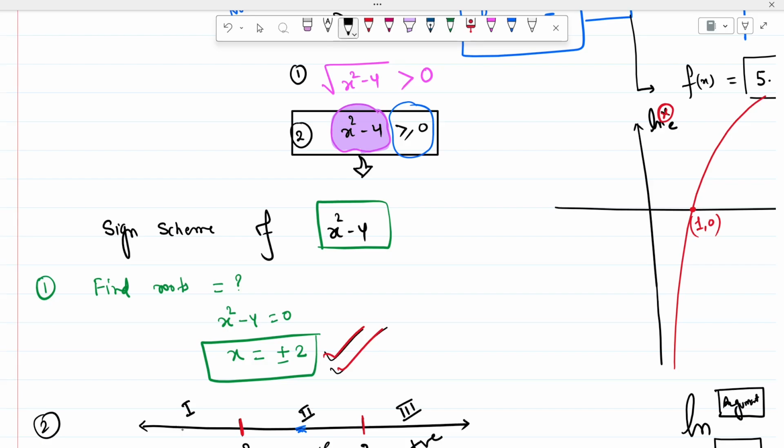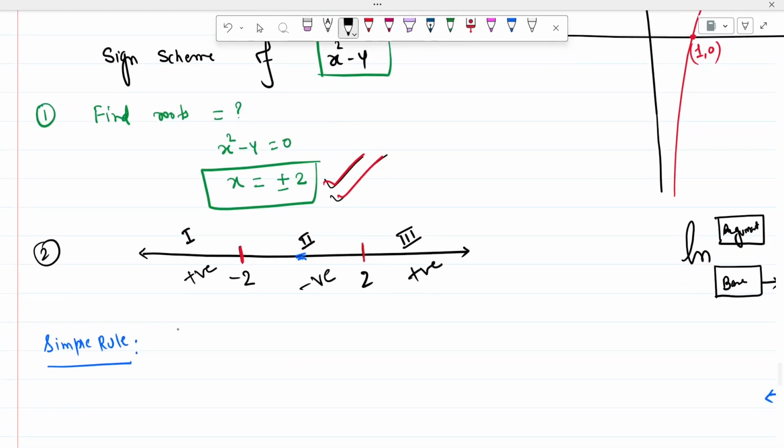Similarly, you may take any value of x from the first region, less than minus 2. Suppose we take minus 10. Minus 10 squared is 100, 100 minus 4, still positive. This is the first method: you take x values from all the segments and check the sign. But this is not recommended at all. So what's the smarter solution? The smarter way or rule, we can say.